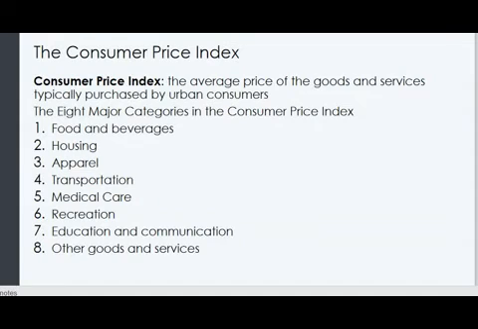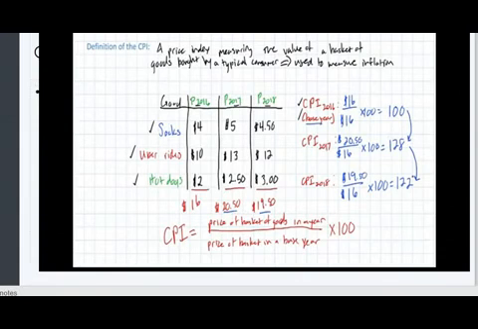So, consumer price index. So, what is consumer price index? It is the average price of goods and services typically purchased by urban consumers. The 8 major categories in the consumer price index: we have food and beverages, housing, apparel, transportation, medical care, recreation, education and communication, and other goods and services. So we have here a typical computation on how we can compute the consumer price index.